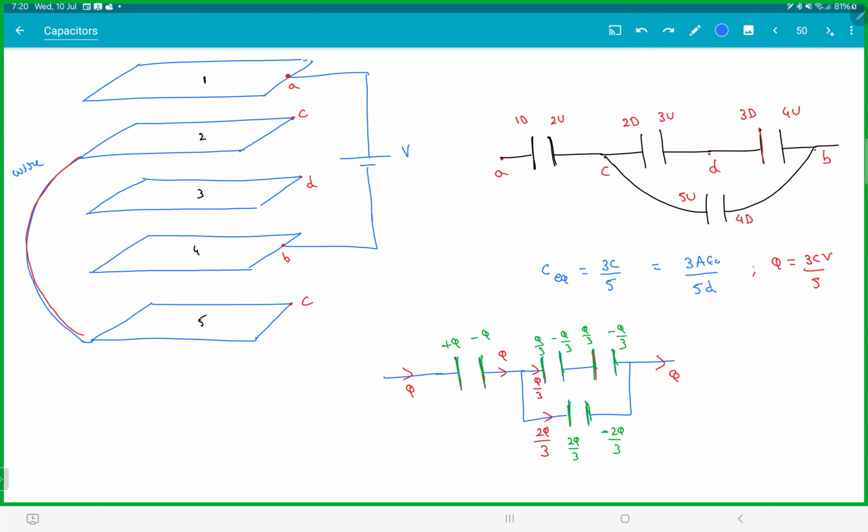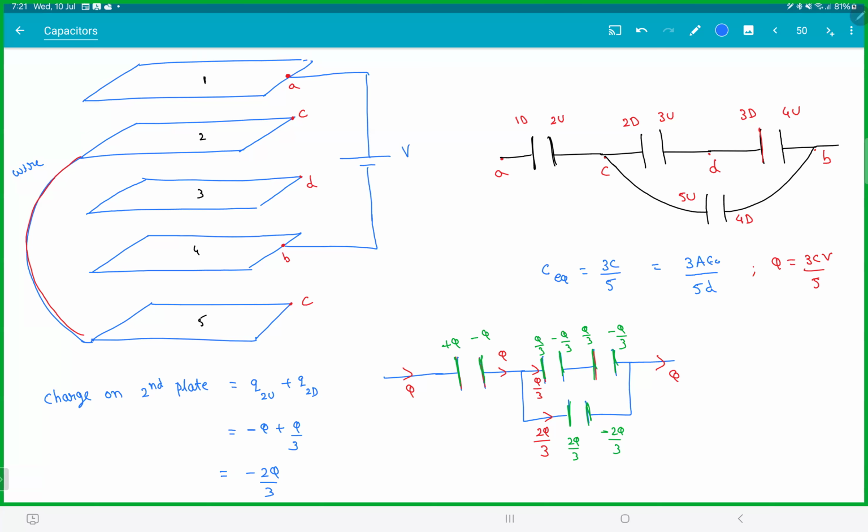You'll be trapped like that. If they ask you the charge on the second plate or third plate, you won't be able to solve without knowing the charge on each face. Basically, you should take the charge on 2 up and the charge on 2 down. That would be minus Q plus Q by 3, which is minus 2Q by 3, the charge on the second plate.